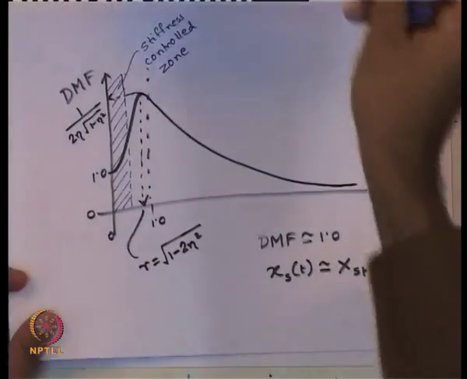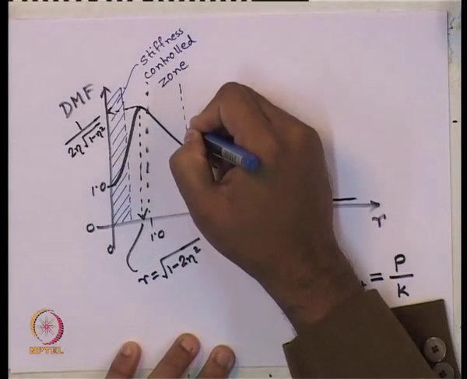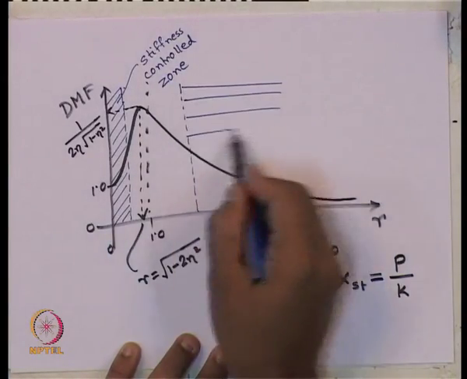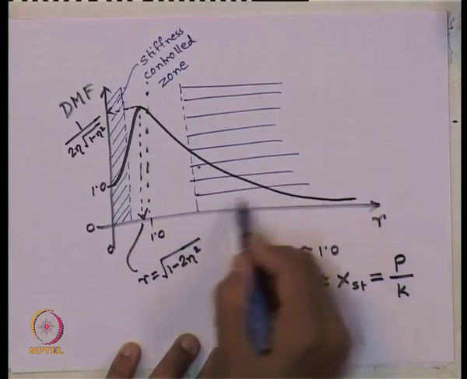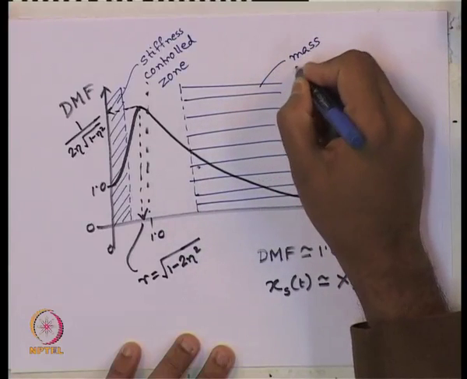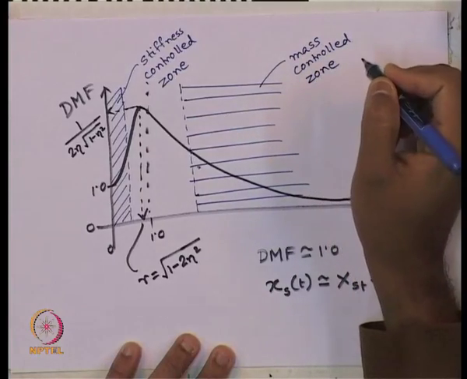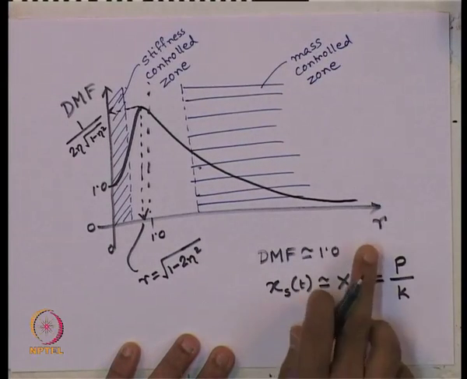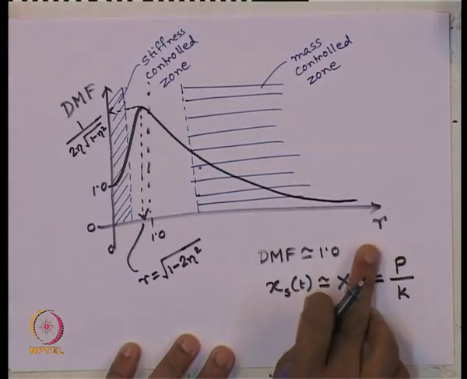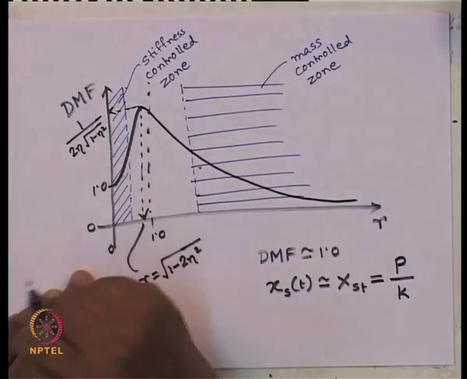So, now let us go back to our previous picture here. What can we do? We can now find another location. So, say this zone where the value of R is very high. This can be classified as the mass controlled zone. So, if you want to keep your R value for the design very high, you have to control the mass. If you want your R value to be very low, you have to control the stiffness of the system.